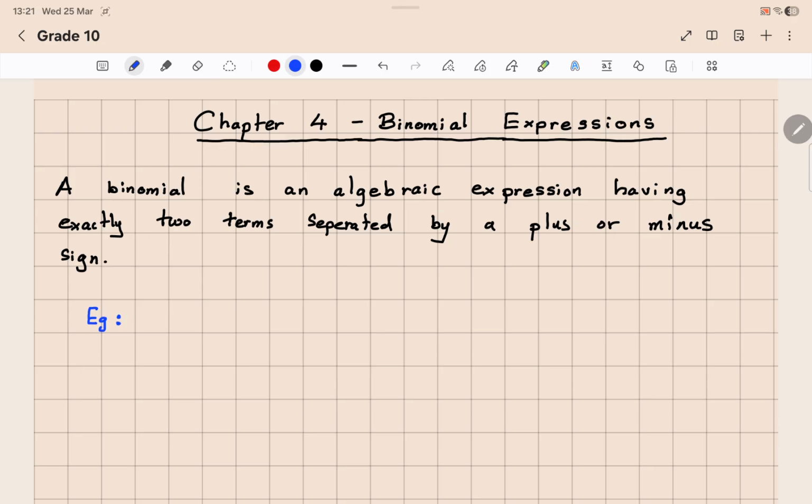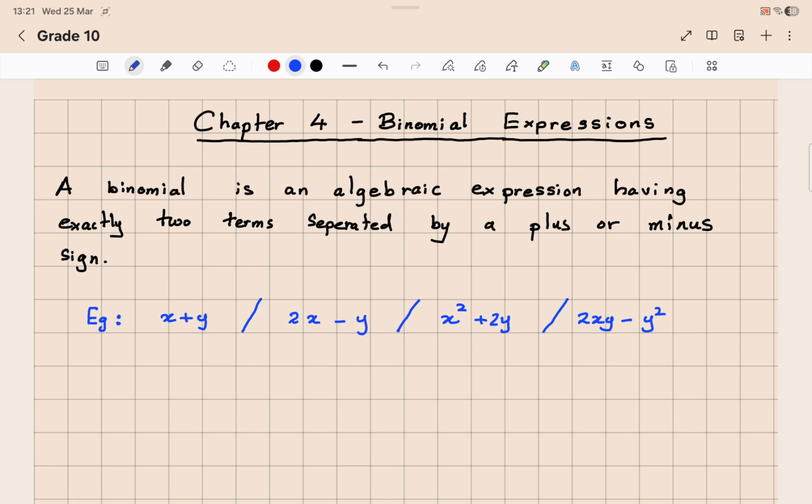So for examples, x plus y, that's a binomial expression, two terms separated by plus sign. Some more: 2x minus y, another one x squared plus 2y, 2xy minus y squared. So these are all examples of binomial expressions. So binomial expressions are made of two terms separated by either plus or minus sign. Right.